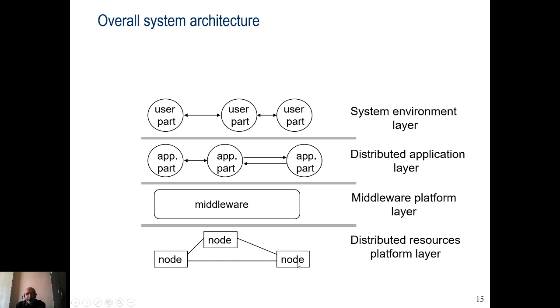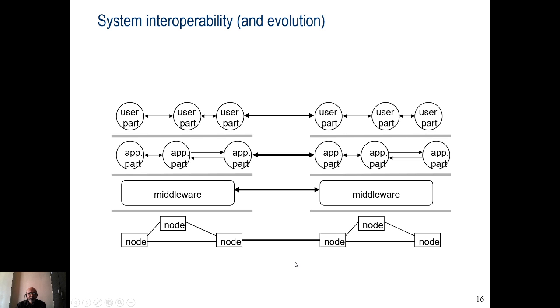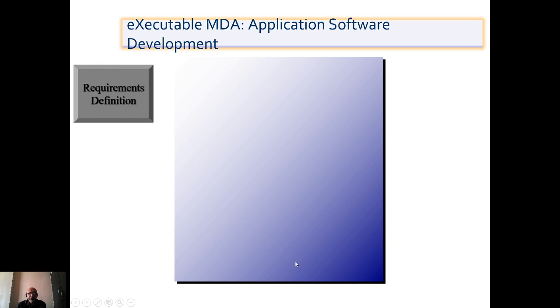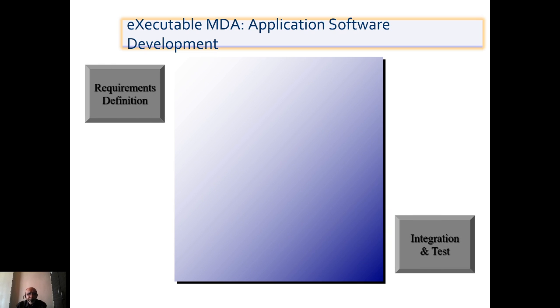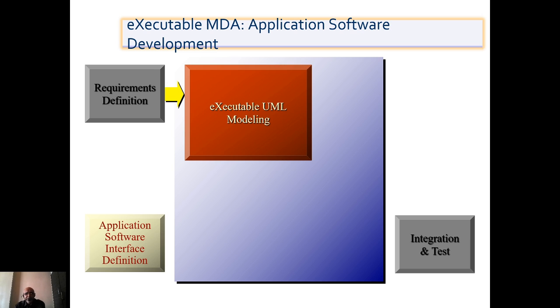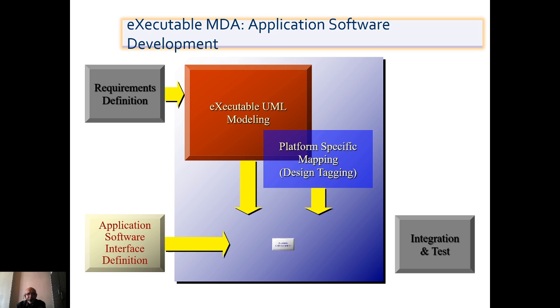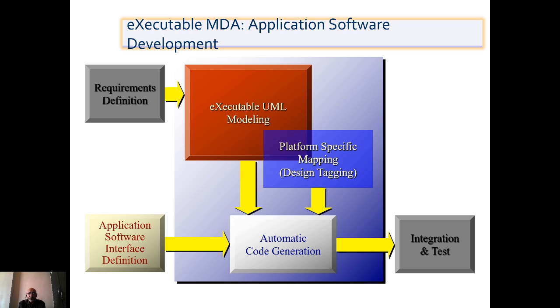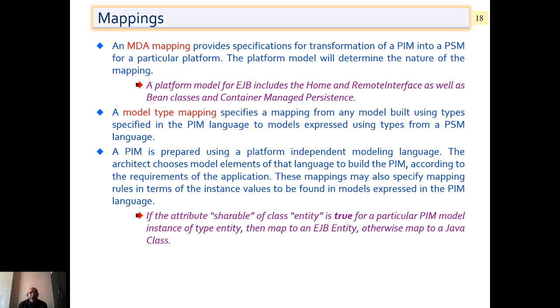Okay, so this is an overall layer architecture, system layers, right? I will not discuss that. So what should be the aim? You want to have the requirements definition, you want to integrate and test, have executable UML, platform specific mapping, then have design tagging and have automated code generation. Okay, automated code generation. Going next, let us come to MDA mappings. Right. MDA mappings. What does it provide?